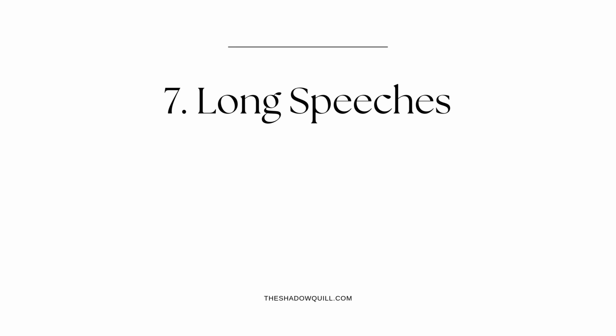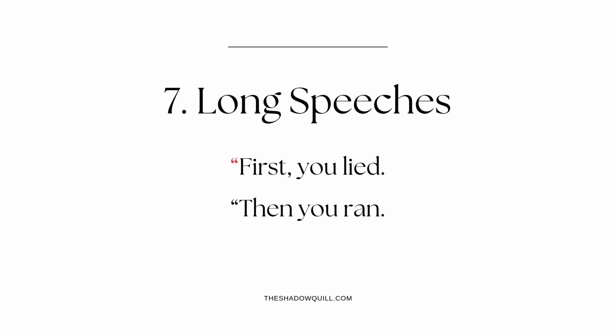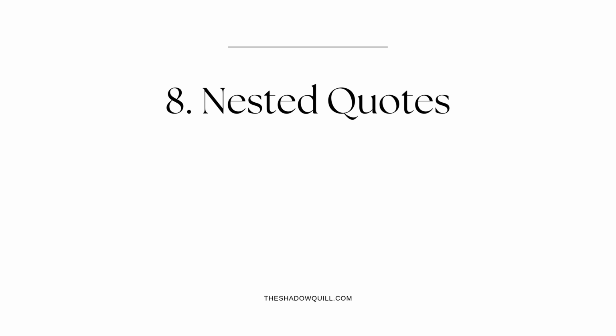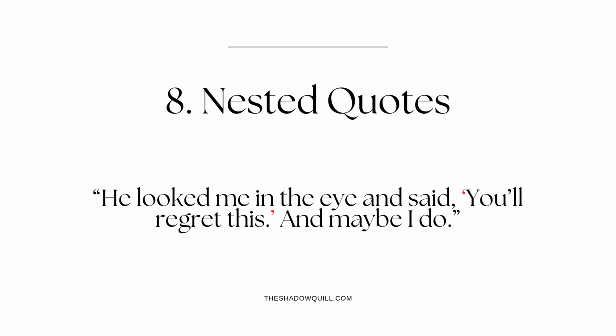If a character gives a monologue that spans multiple paragraphs, you begin each paragraph with a quotation mark, but only close the quotes at the very end. "First, you lied. Then you ran. And now you expect me to forgive you." If your character is quoting someone else inside their speech, use single quotes inside the doubles. "He looked me in the eye and said, 'You'll regret this,' and maybe I do."